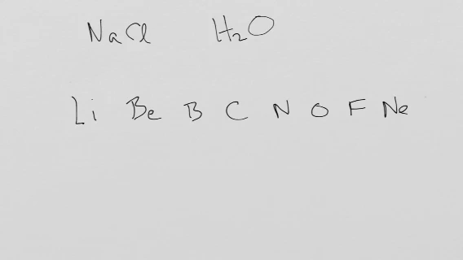So if we look at the elements of the periodic table on period 2, we've got about 8 elements, and what we're going to do is draw the Lewis structures of each of these elements. So lithium is in group 1. How many valence electrons? 1. Beryllium is in group 2.